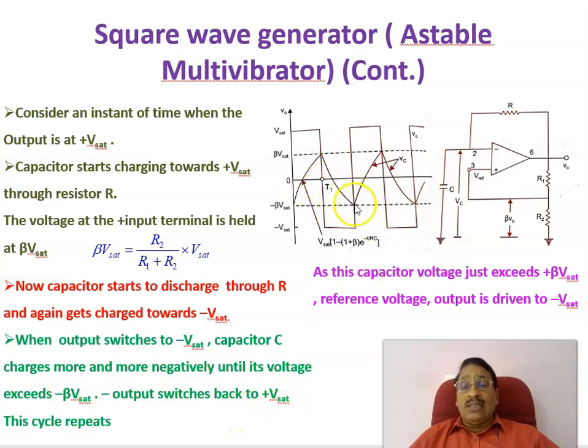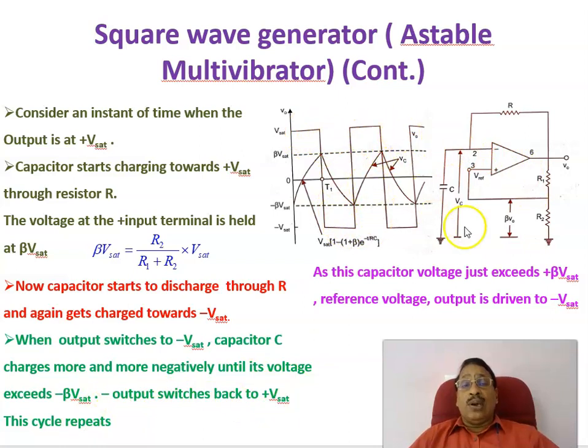Now, once the capacitor voltage reaches this point, it will just be exceeding the reference. After that, the output voltage will change from minus Vsat to plus Vsat, and this cycle will keep repeating.